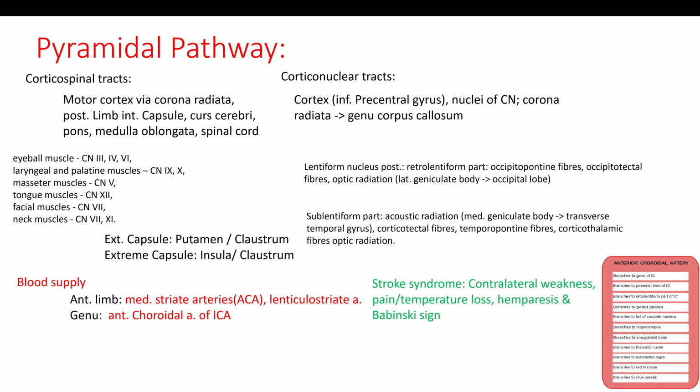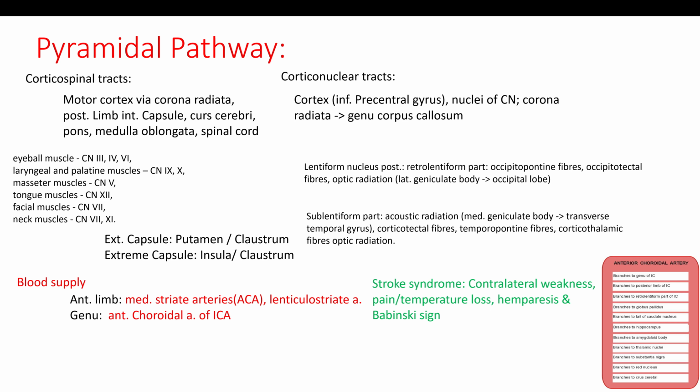The internal capsule accommodates the medial surface of the lentiform nucleus, consisting of a retrolentiform part. Posteriorly to the lentiform nucleus, it has the occipitopontine fibers, optic radiation radiating from the lateral geniculate body towards the occipital lobe, and posterior thalamic radiation. And there's a sublentiform part below the lentiform nucleus, who would have guessed, consisting of acoustic radiation, radiating from the medial geniculate body towards the transverse temporal gyrus, temporopontine fibers, and corticothalamic fibers.